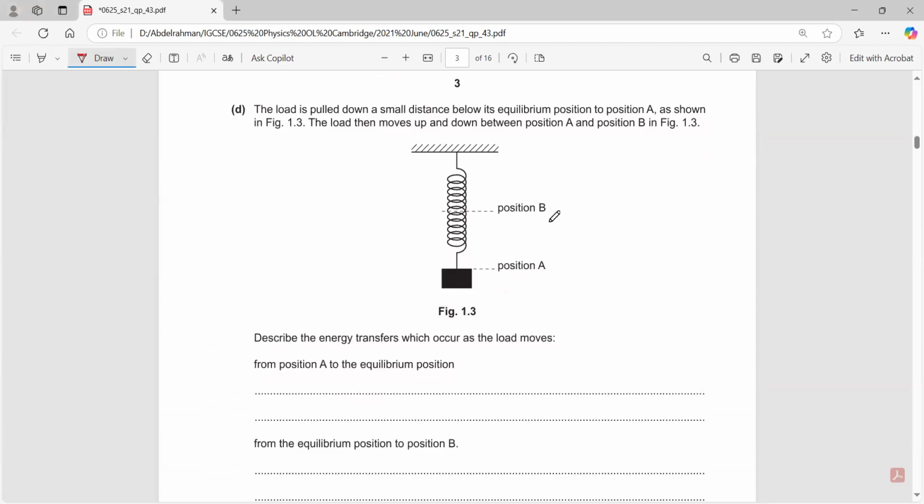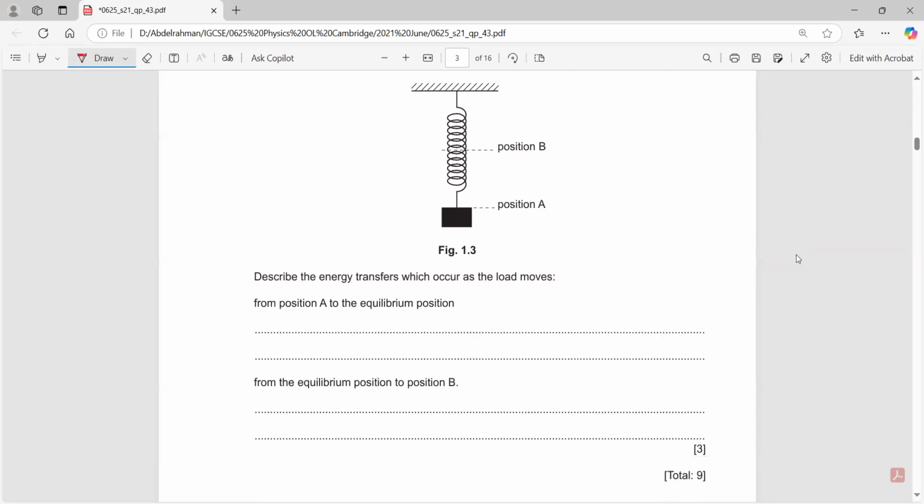The load is pulled down a small distance from its equilibrium position to position A. The load then moves up and down between A and B, oscillating. Describe the energy transfers which occur as the load moves from A to the equilibrium position. The equilibrium position is somewhere in the middle. What are some of the energy transfers?